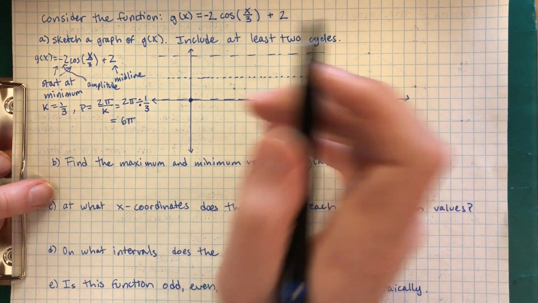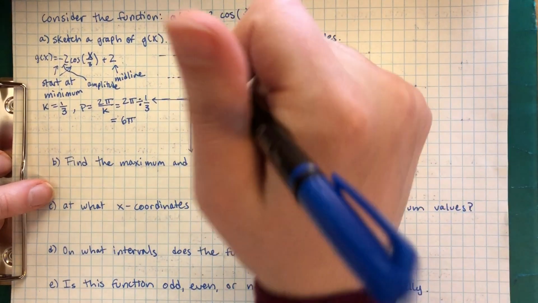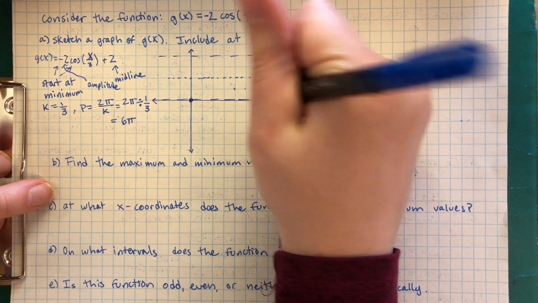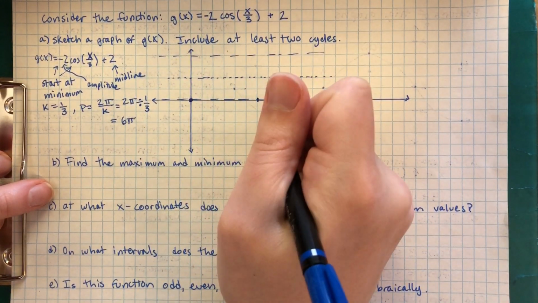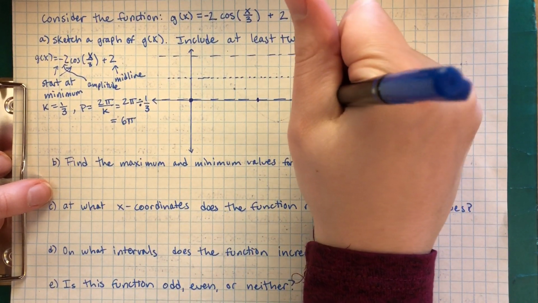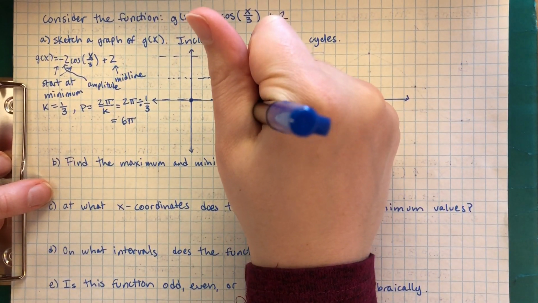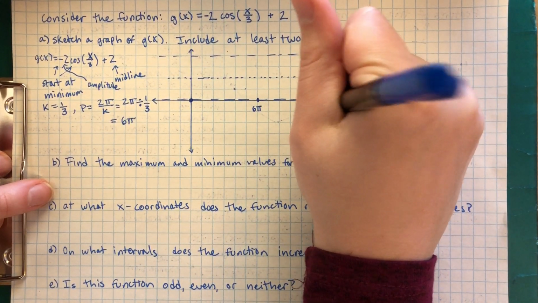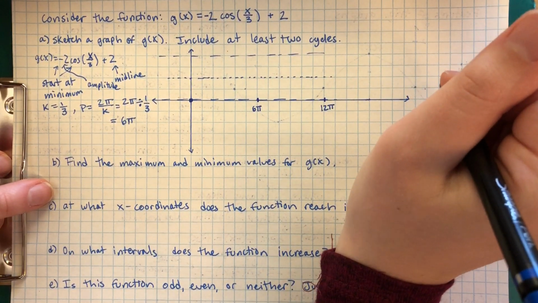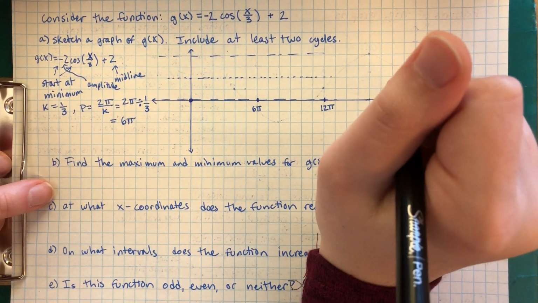This says to include at least 2 cycles. So why don't I make each of these boxes equal to pi. So I can call this 6 pi and this 12 pi. This way I know that I will include at least 2 cycles.